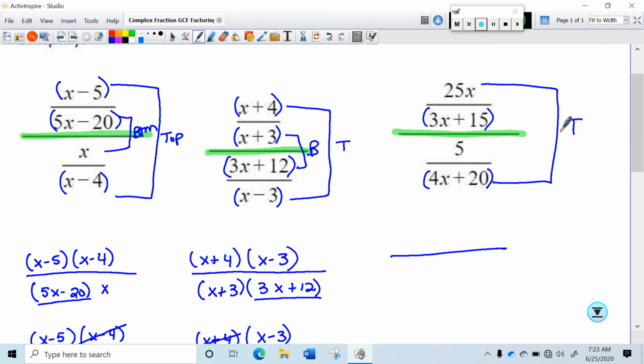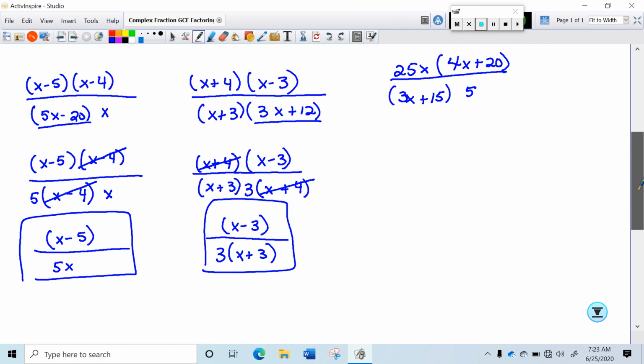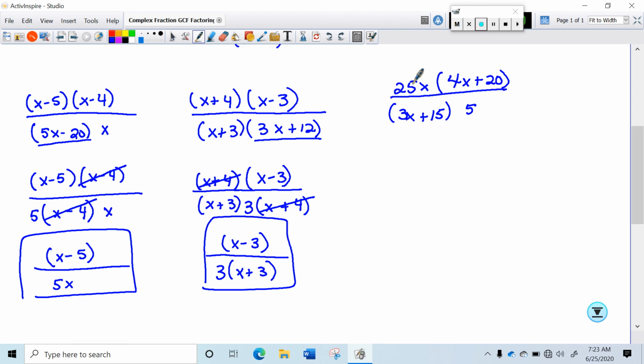Outside on the top, so 25x and a family of 4x plus 20. Inside on the bottom, so 3x plus 15, and oops, sorry, no parentheses on that one, a 5. 25x, 4x plus 20, I can factor a 4 out of that. Let's put a times symbol there.